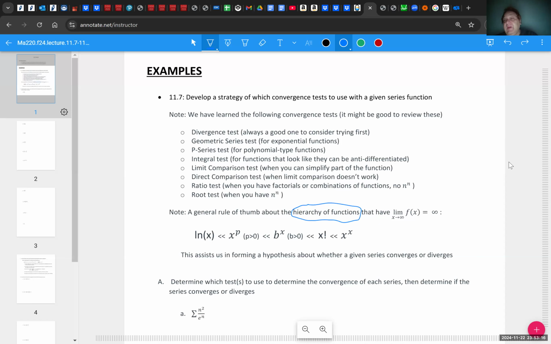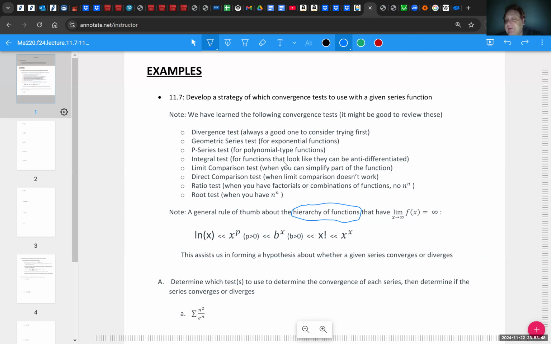All right, let's do some example problems so you can see this in action. By the way, the series tests, I'll just give a couple comments. The divergence test is always a good one to consider trying first. It's just a simple limit, and it's usually very quick to do. So if you want to be quick at it, divergence test is always a good place to start. If you have an exponential function, that's a geometric series test. If you have a polynomial type function, like x to the p, that's a p-series test.